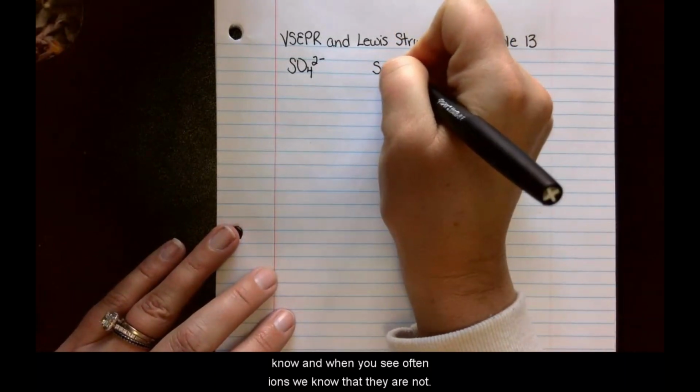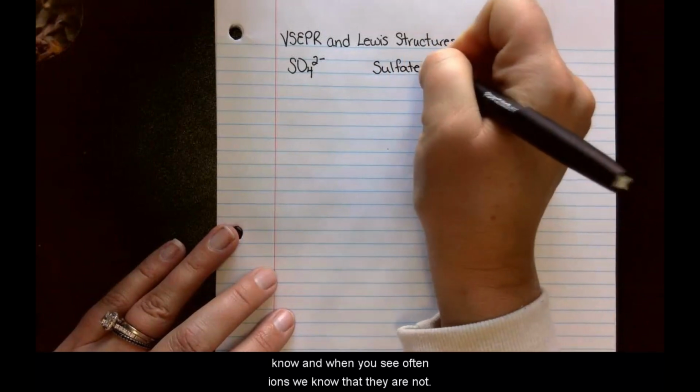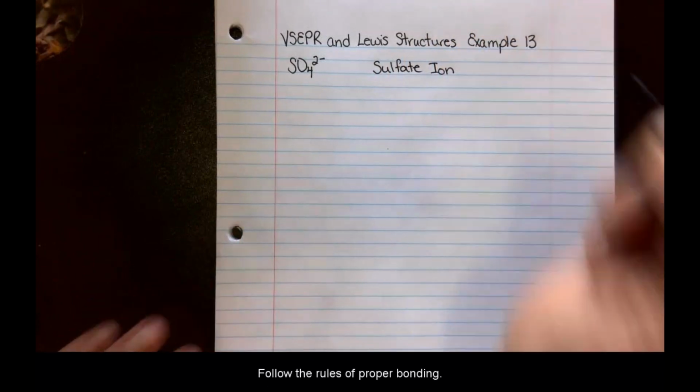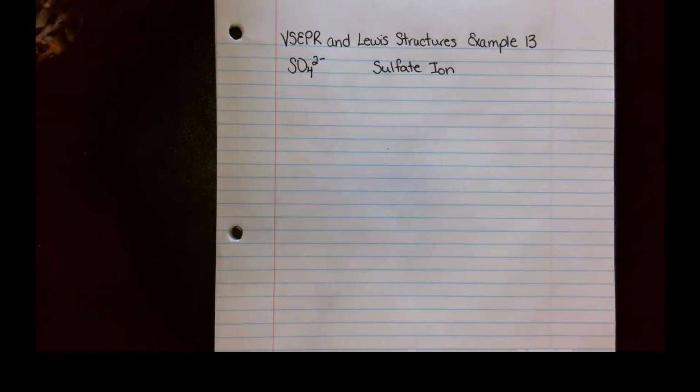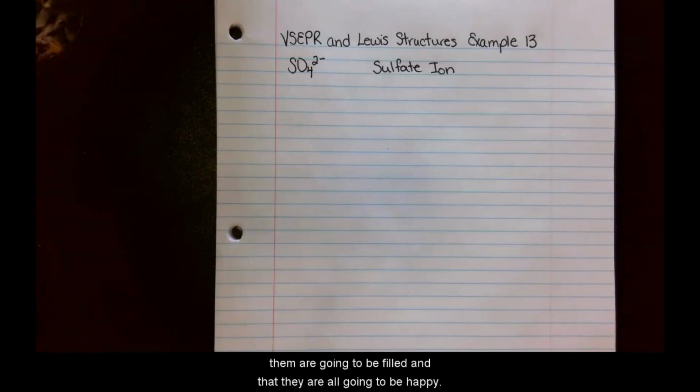And when you see polyatomic ions, we know that they are not going to follow the rules of proper bonding. Especially with sulfur and oxygen, it's going to have an expanded octet. The 2 negative means that all of them are going to be filled and that they are all going to be happy. But how that works is going to be really specific.